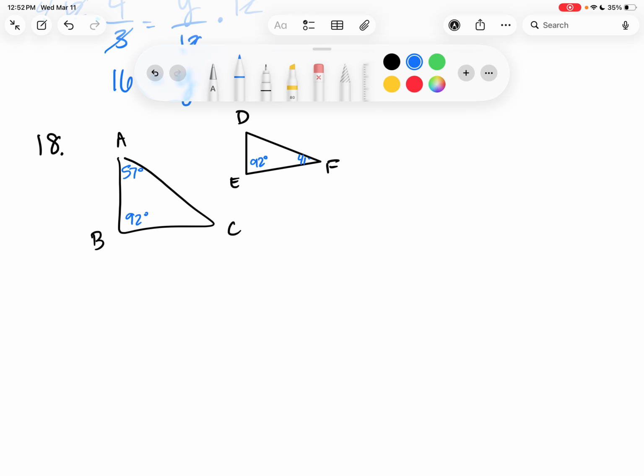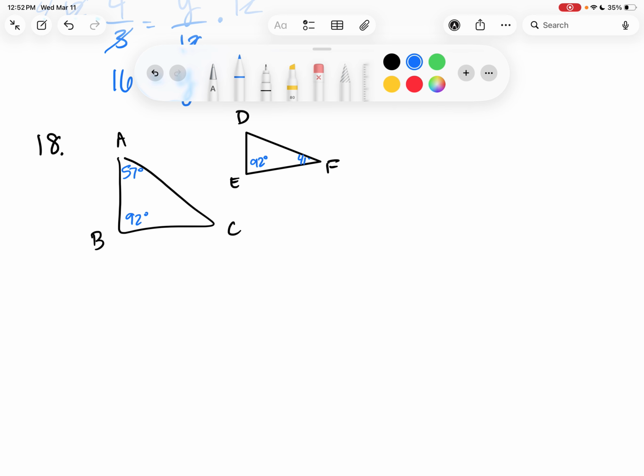All right, so they want me to decide if these triangles are similar or not. I don't have side lengths, so I can't use that. But I can look at the angles. What has to be true about the angles of the triangle for them to be similar? Yeah, not every angle has to be congruent, but the respective ones. So we see angle B and angle E are both 92. Okay, there's a possibility, but I don't know angle C or angle D.